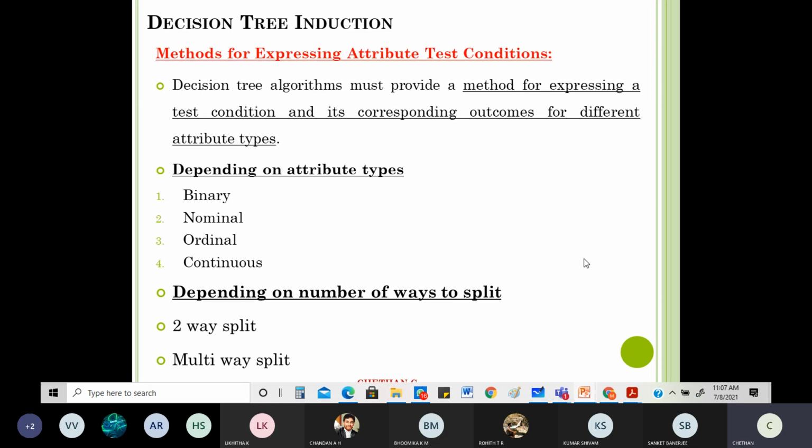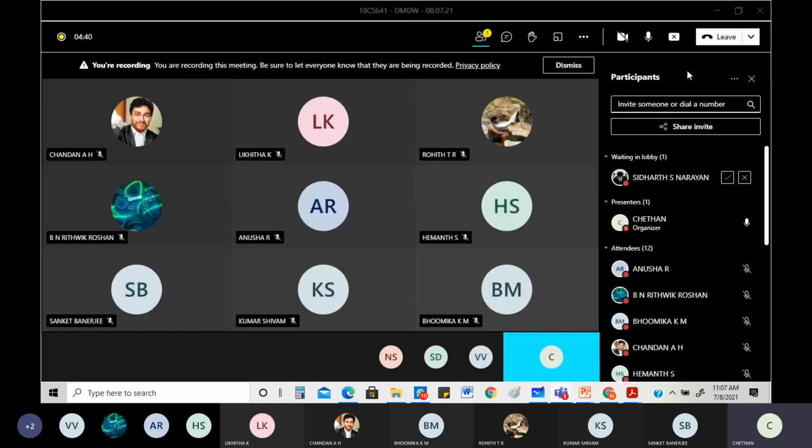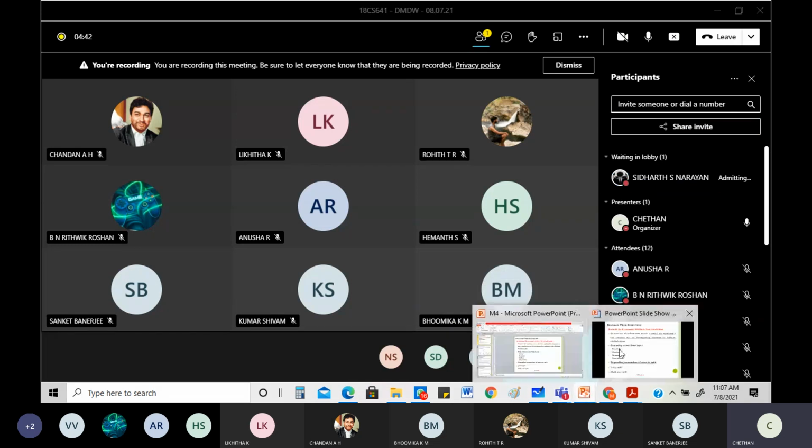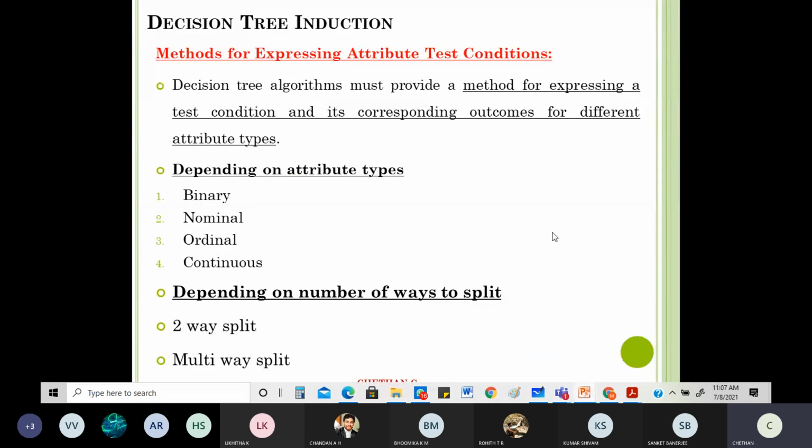But these decision trees are drawn based on certain things. Number one, you have something called attribute types. Next, depending on the number of ways the split is done. In attribute types, you have the binary type, nominal type, ordinal type, and of course the continuous type. And in number of ways, you have two-way split or multi-way split.